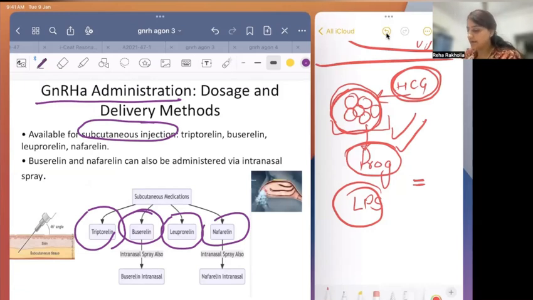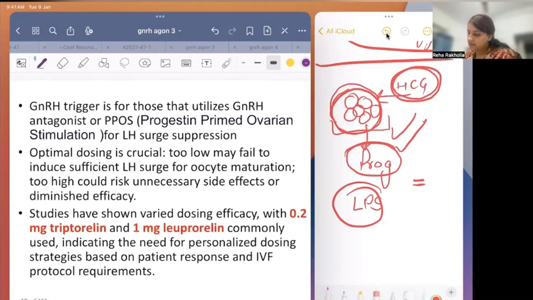This we have already discussed, that GnRH agonist triggering can be used for GnRH antagonist and PPOS for LH surge suppression. जो premature LH surge होता है उसके suppression के लिए ये दोनों चीज यूज हुई हैं.